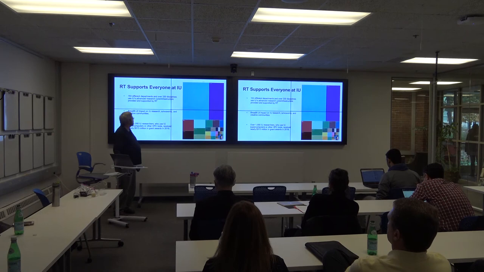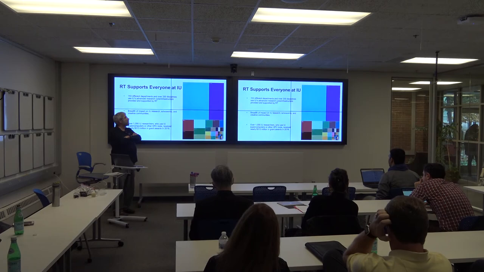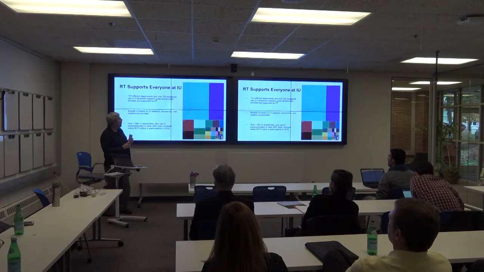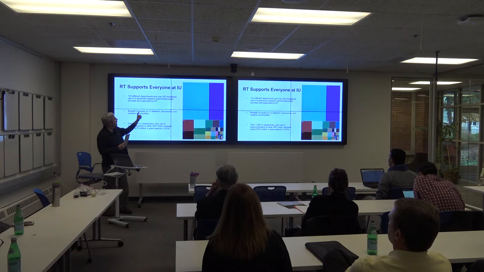This is sort of a cool slide. This is the different departments that use our services and how much they have been using this. My vision's not very good, so starting in the upper left corner, the blue there is physics in Bloomington. Now, IU has 8 campuses. We have 2 major research campuses, Bloomington and Indianapolis, so these are actually broken out by campuses. So that's Bloomington physics, the light blue. Bloomington chemistry is the purple there.